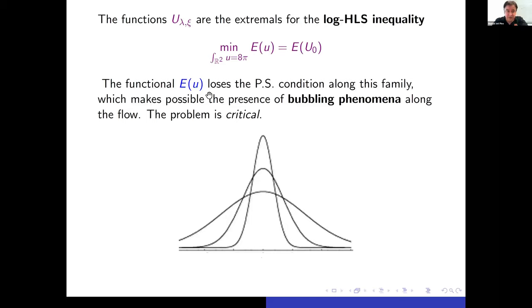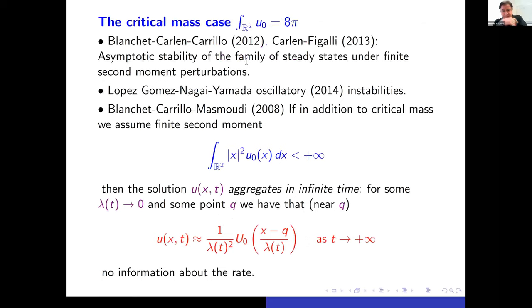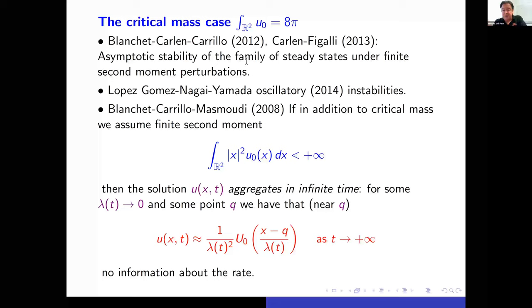So the functional loses the Palais-Smale condition. This is what makes the problem in a certain sense common in the calculus of variations. We can say that the problem is critical. And in fact, this criticality feature is closely connected with the blow-up phenomenon in this problem. Okay, what is known about the critical mass case? In fact, I will devote most of my talk to the critical mass case.